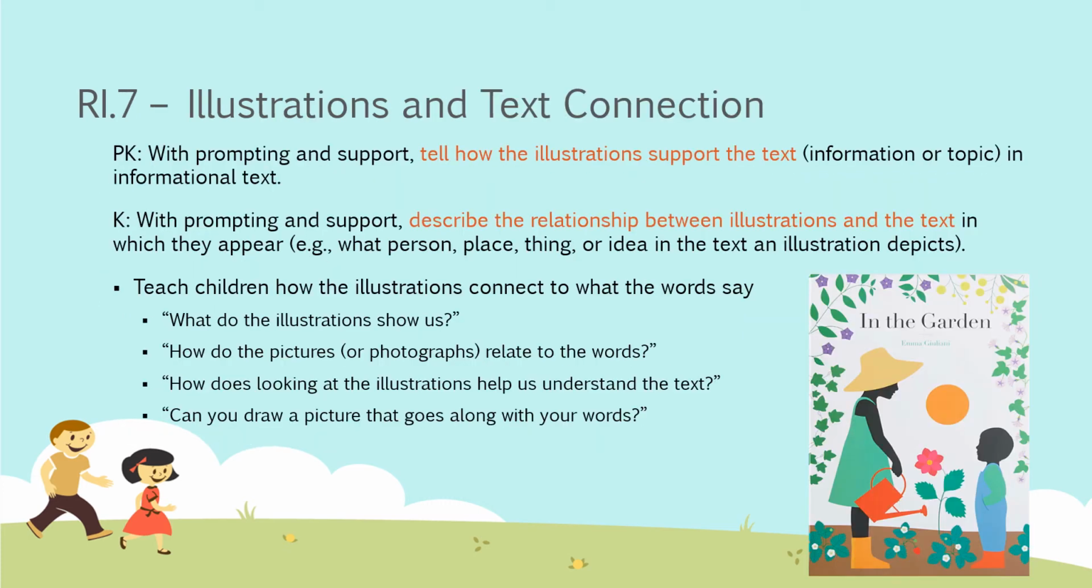RI7 is about how the illustrations and the text connect. So you can see how this goes with RI6, right? So with prompting and support, tell how the illustrations support the text in an informational text. And in kindergarten, they add what person, place, thing, or idea in the text an illustration depicts. So you're not just teaching about illustrations. This standard is not about illustrations. This standard is about how the illustrations and the text go together.